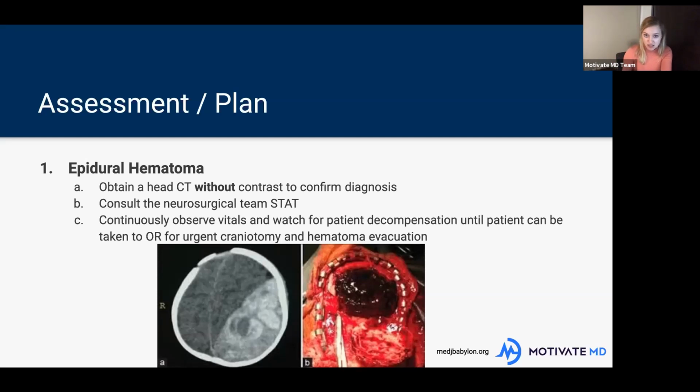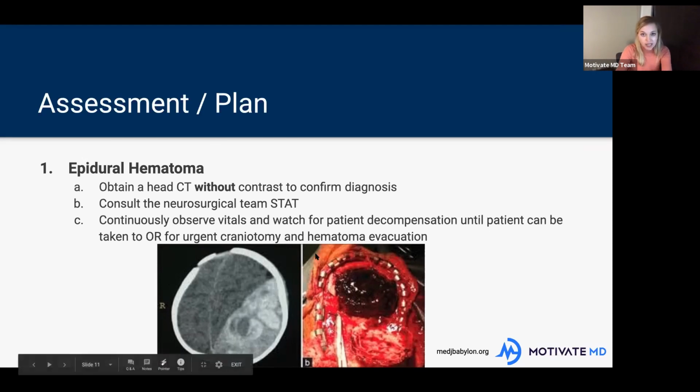Next on the list, we have consult neurosurgery stat. Like I said earlier, this is a life-threatening neurosurgical emergency. And the way that this is treated after we diagnose this with a CT is the patient goes to the OR. If you see the pictures down below, here we have a CT of a patient's head with an epidural hematoma. And then this would be what a craniotomy could look like. Craniotomy meaning that they remove a portion of the patient's skull and evacuate or suck out the congealed blood right here.